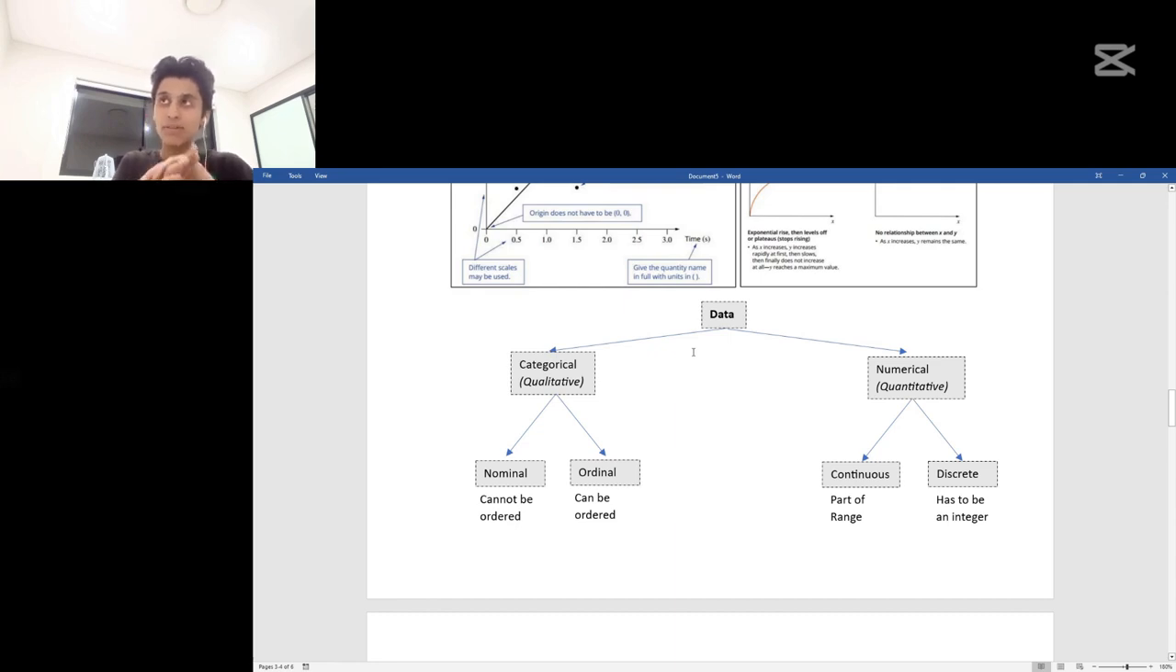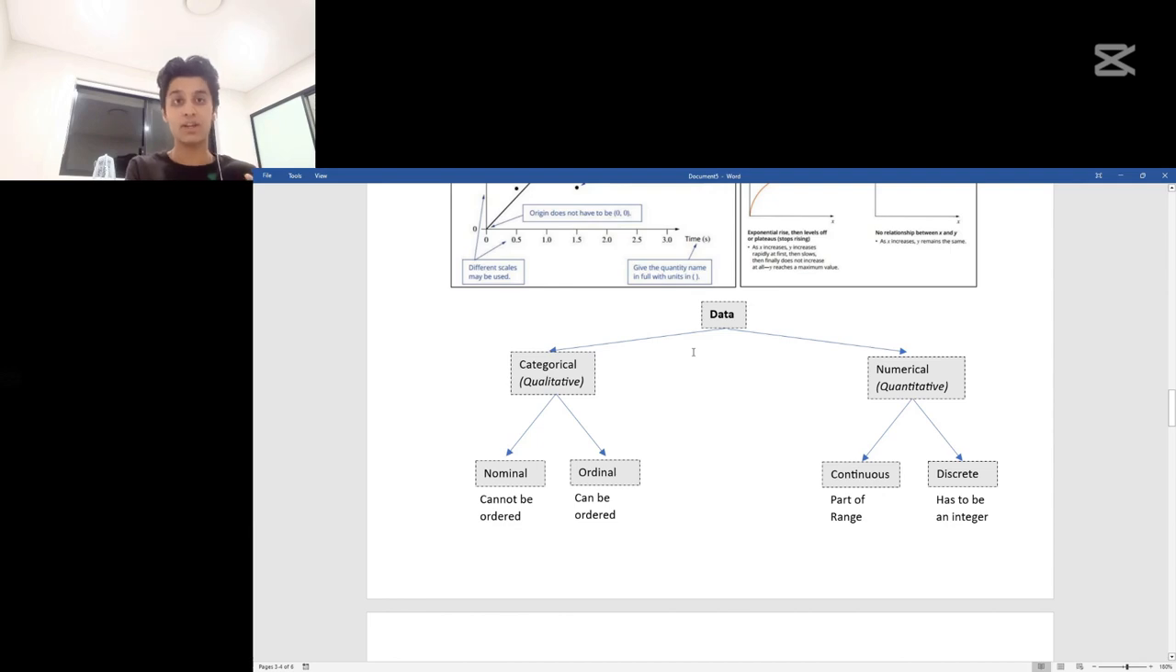But when you have ordinal, you can put these things into order. So let's say unlikely, even, likely, certain. You can order that because of the probability. Obviously you're not giving a number, but it's able to be put in an order. So you have that over there. Now numerical is quantitative, and now you have two, continuous, which is part of a range, and discrete has to be an integer. So continuous is something like part of range, so height, distance. You can have 4.12 meters of height, or you can have 4 meters of height. It's part of a range. You get what I mean? And discrete has to be an integer.